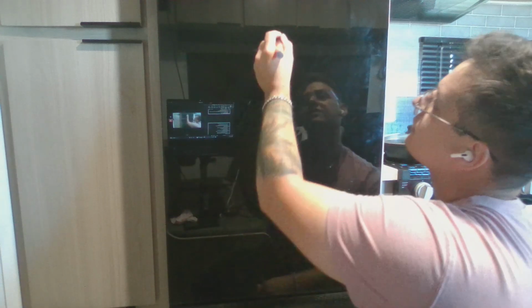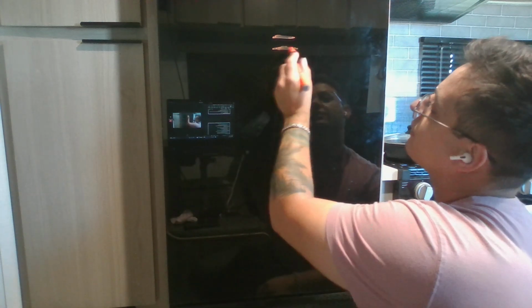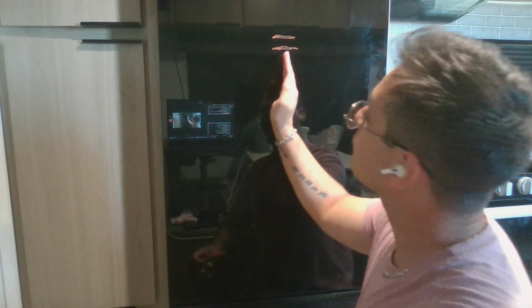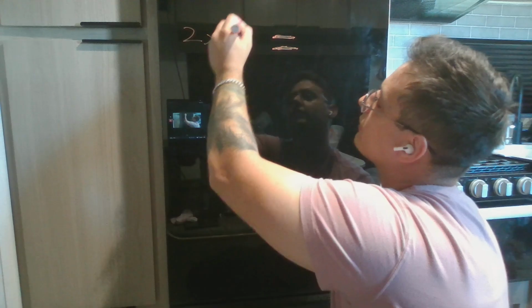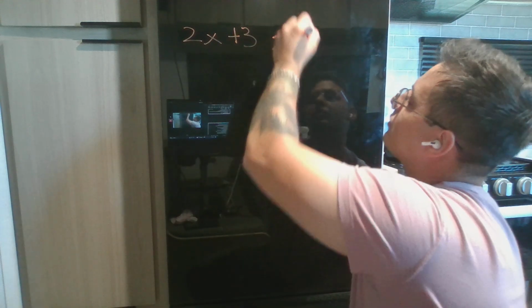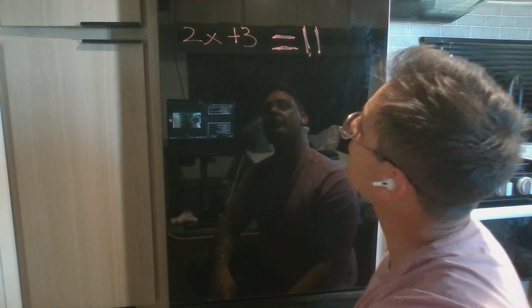With equations, things have to be equal. Equations equal. So we're going to get our equal sign here, and that's going to be the middle of our scale. And we'll put in some numbers to give you an idea of how this works with math. So we'll do 2x plus 3 equals 11. 2x plus 3 equals 11.